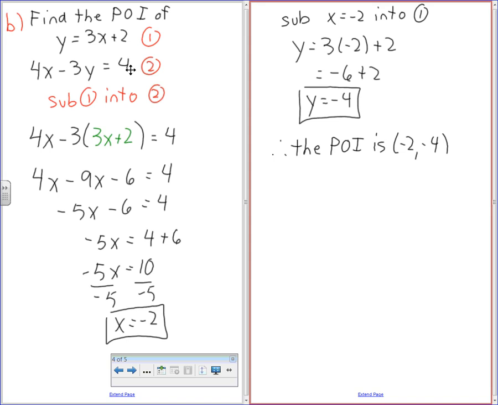Okay, any questions on the first two? Other than the fact that some people like fractions, others don't? You guys are all so nice and polite. Oh, you're so polite. Speaking of polite, let's go on to example 3.